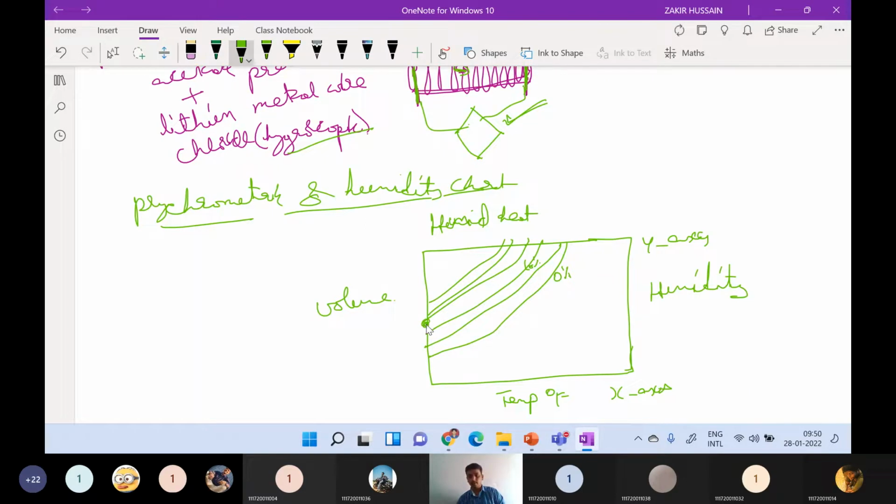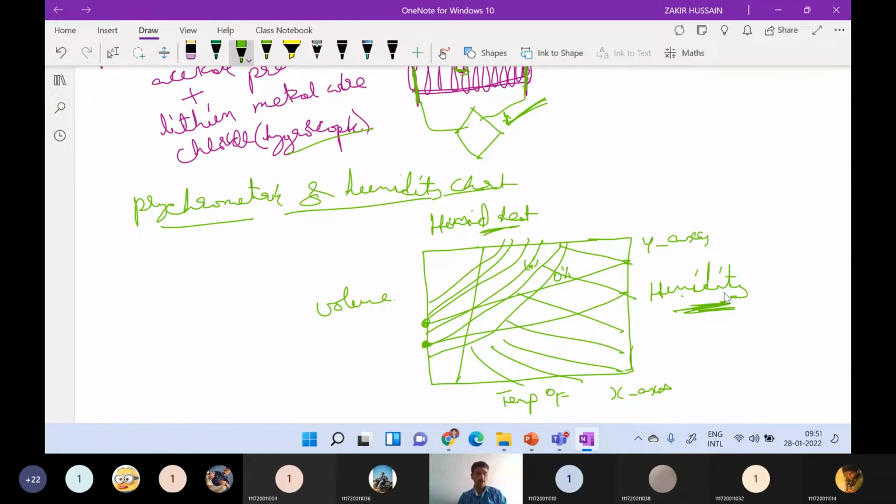Then there will be a saturated volume versus temperature, and the specific volume versus temperature will also be there. Then humid heat versus humidity will also be there, and there will be some adiabatic cooling lines like this. All this will be there depending on the criteria we adopt. Using this psychrometric chart or humidity chart, we can easily find the humidity in the surroundings of that particular hygrometer.